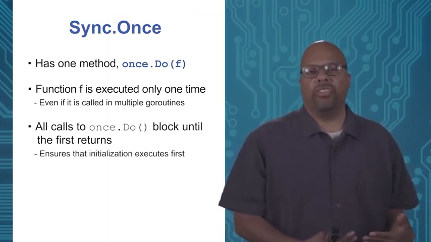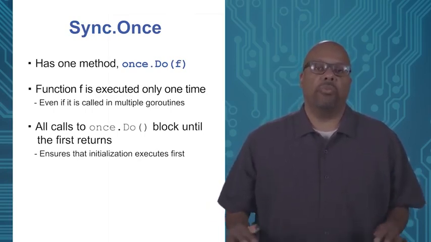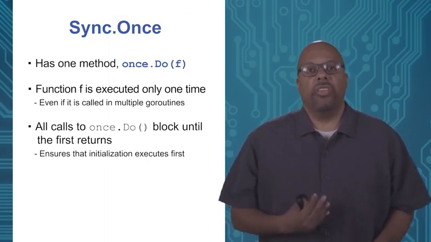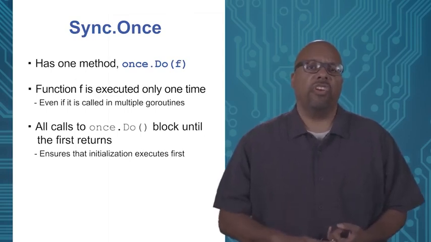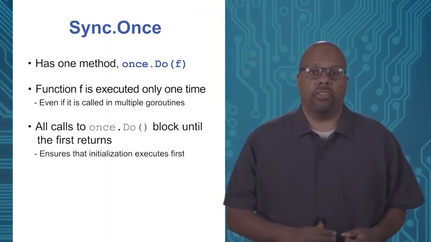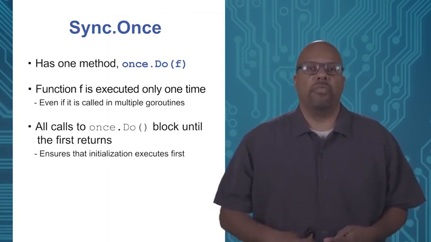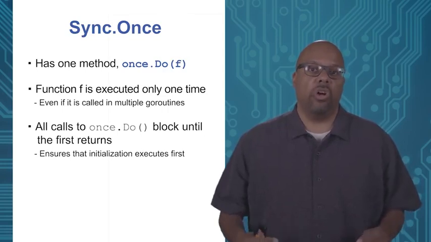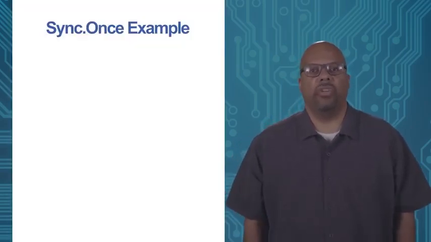So you can put this once.Do at the beginning of all your goroutines, let's say. One of them will actually execute, and the other ones will block until it finishes executing. So sync.Once, using once.Do, allows you to guarantee, first, that initialization happens only one time, because only one of these once.Do calls is actually going to execute. Also, it ensures that initialization happens before everything else, because all the other once.Do calls will block until the first one returns. So sync.Once is useful when you need to do initialization and you have multiple goroutines executing. Let's show an example of where we might use that.